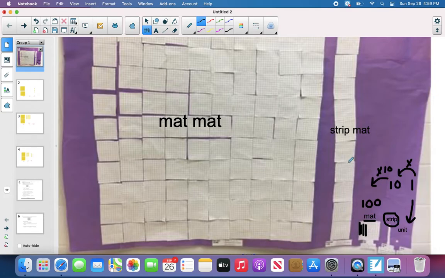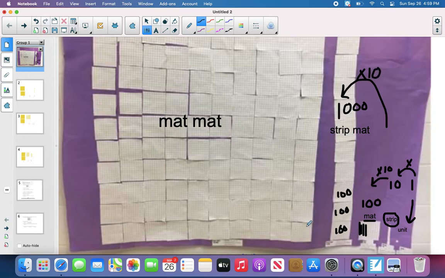And then next up is called a strip mat. So there's 100 in each of these little squares. 100, 100, you keep working your way up. 100, 100. If you were thinking, I bet you this is worth 1,000, it is. 10 of those is worth 1,000. Which makes sense because we went from 100 and we're following that pattern of multiplying by 10. So 10 hundreds, or 10 times 100, is 1,000.